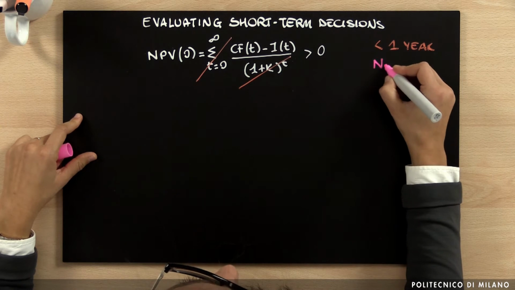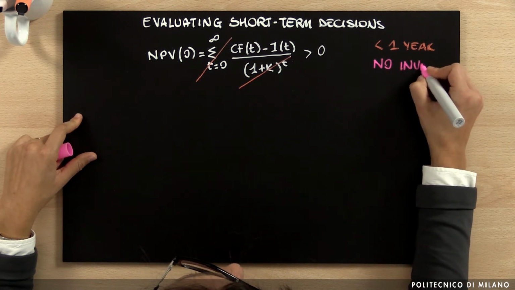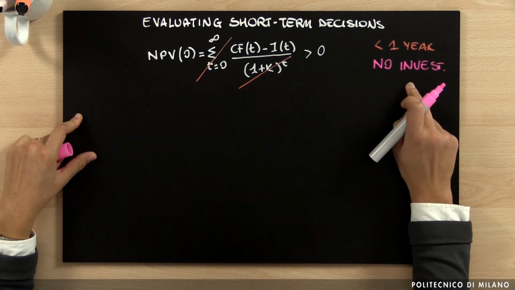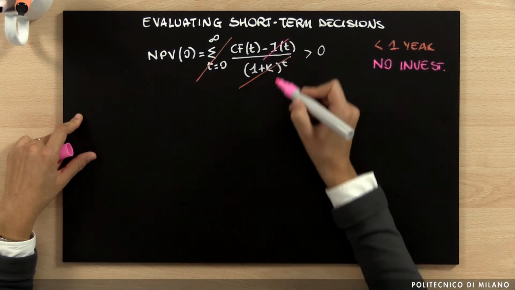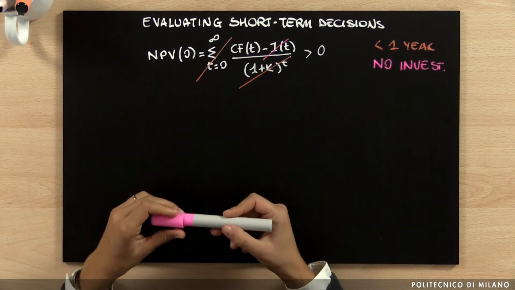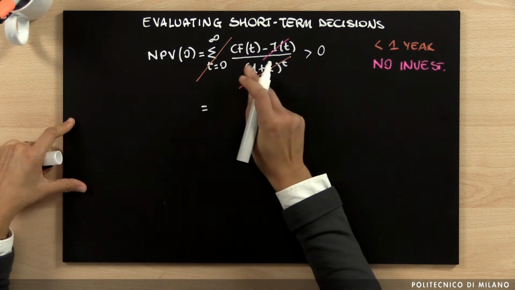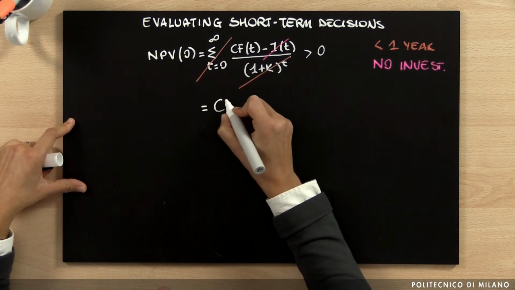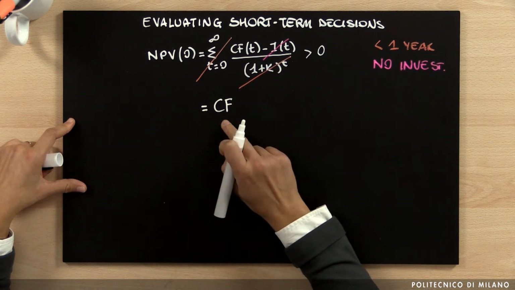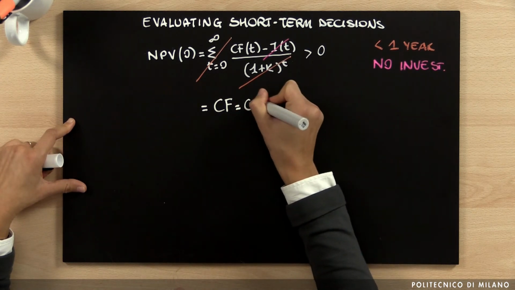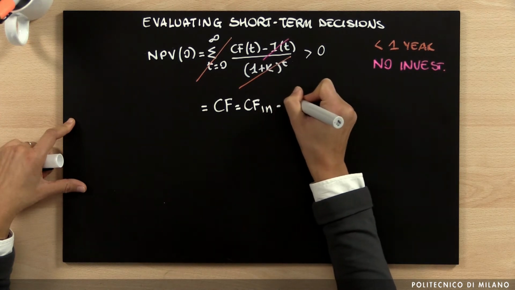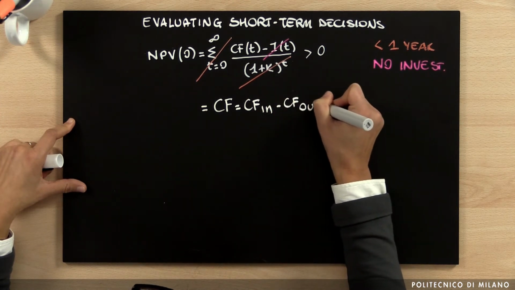The second characteristic of short-term decisions is that resources are fixed, which means that we do not need investments. If we do not need investments, this component of the formula disappears. As you can see, now the formula is much simpler. So we can say that the only element that remains of this formula is the cash flow of a specific year, and the cash flow equals the cash flow in minus the cash flow out. So the cash that enters minus the cash that is paid.